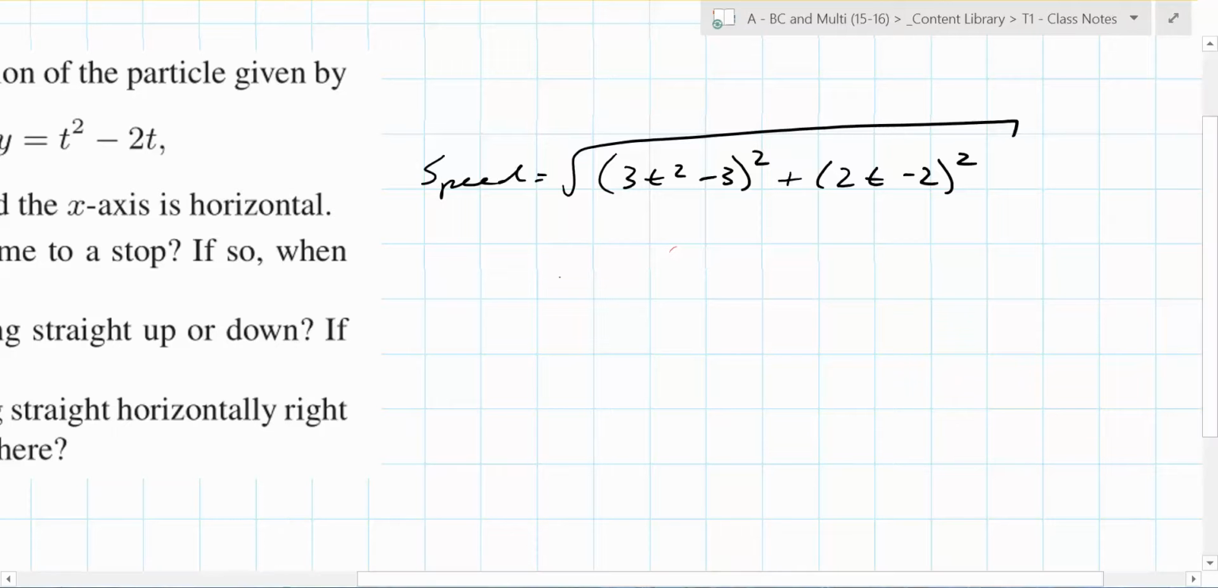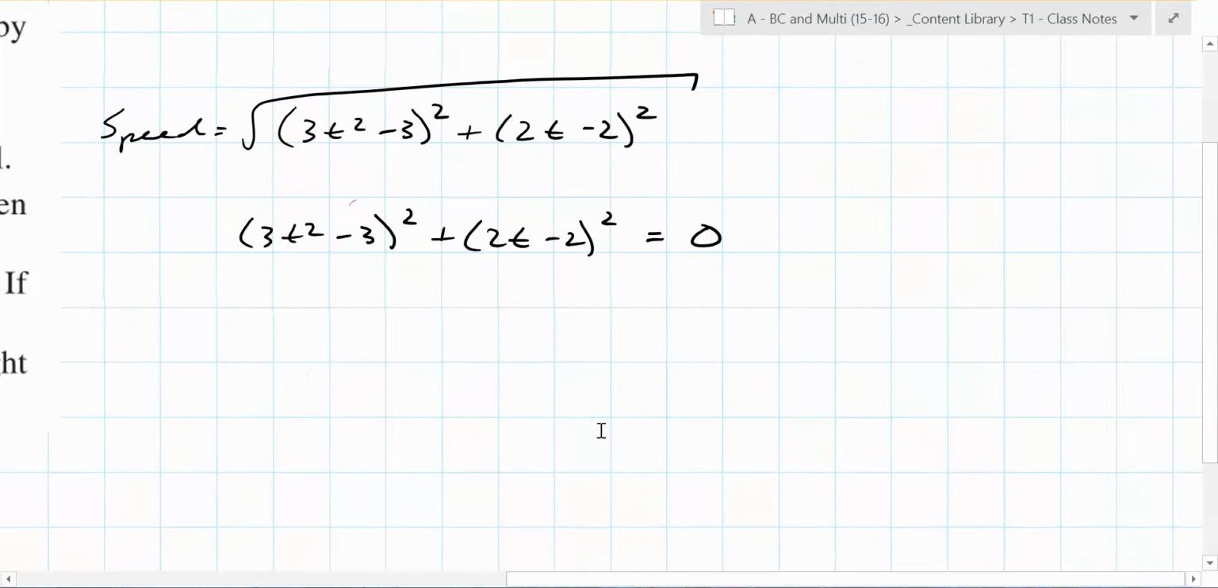So what are you solving for 0? You're solving (3t squared minus 3) squared plus (2t minus 2) squared equals 0. Anybody have a good way to solve that? If a squared plus b squared is equal to 0, then a and b both have to be equal to 0, because anything squared is either going to be positive or 0. So both of them have to be 0.